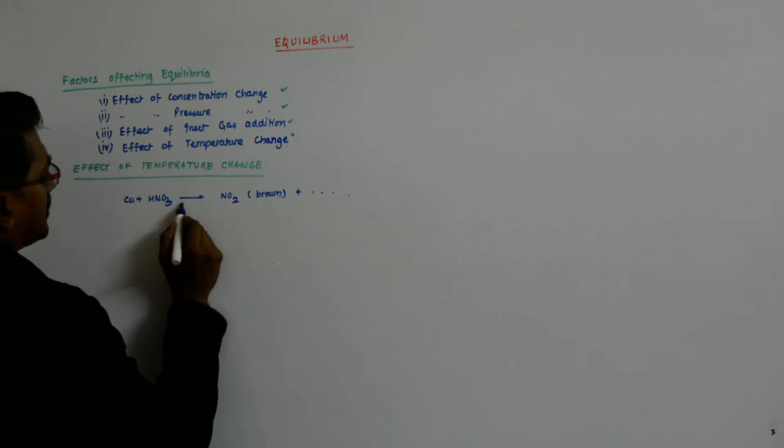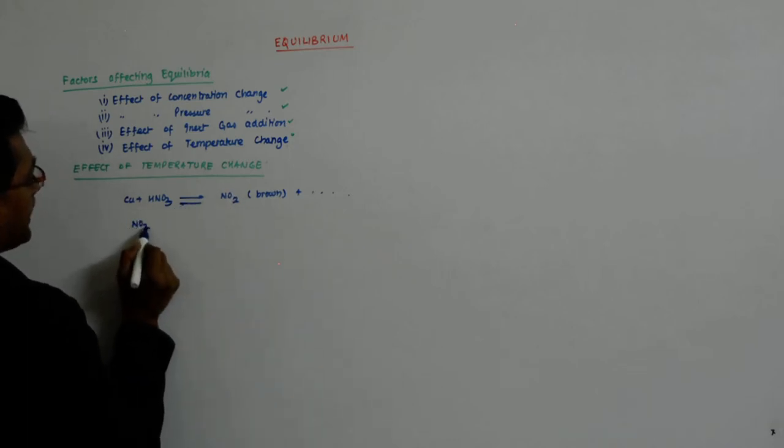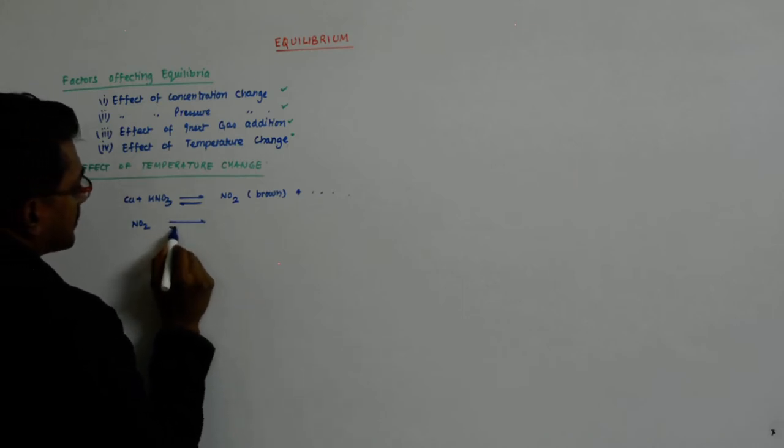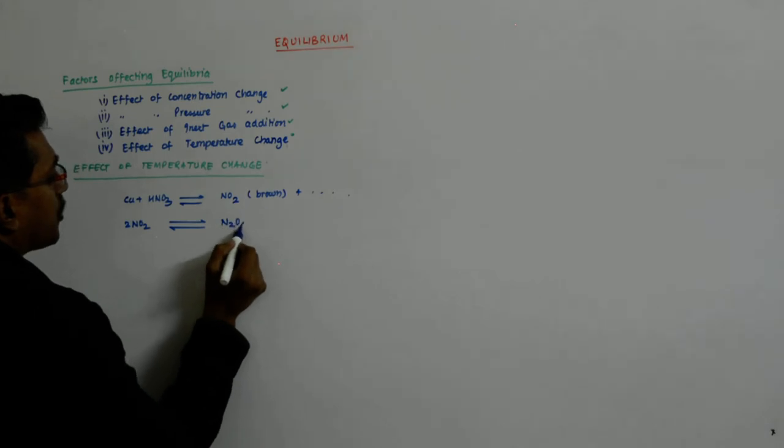The backward arrow is there. Fine. We are bothered about this. Now this NO2 that forms dimerizes. It dimerizes to form N2O4.